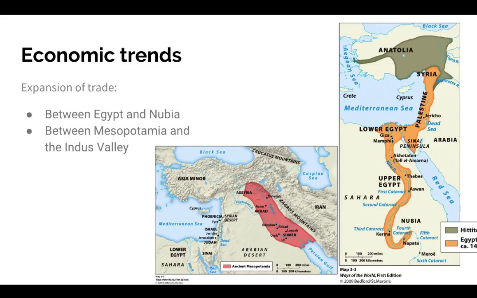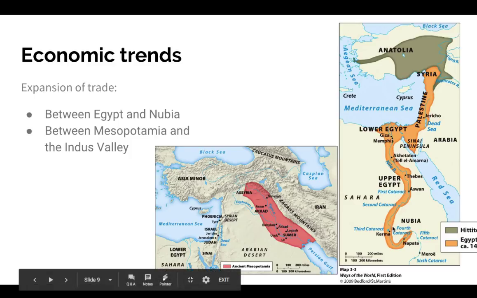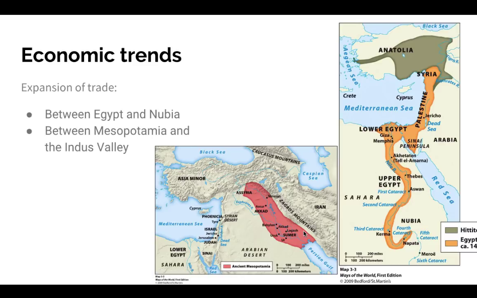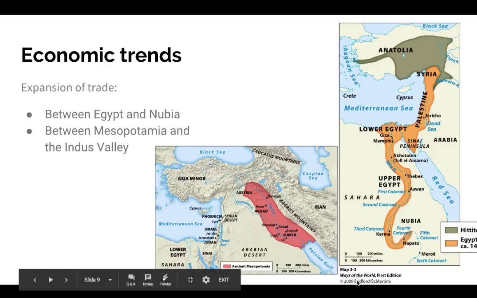And there is some trade, despite the fact that those first six civilizations were primarily separate from each other. There's a couple of examples here between Egypt and Nubia. Here's the Egyptian civilization, and then Nubia is down here. That's trade along the Nile River. And then in Mesopotamia, shown here, they also traded with the Indus River Valley, which goes down, which would be in what is now India, kind of off the bottom right corner of the map here.